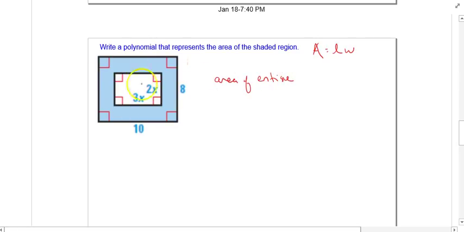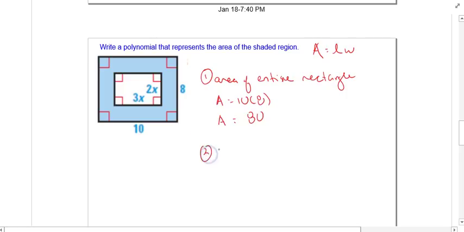So let's figure out the area of the entire thing. Area of all of it, of the entire rectangle. Okay, let's do that first. Area of the entire rectangle. Well, that's just length times width, so area equals 10 times 8. That was pretty easy. Area equals 80.